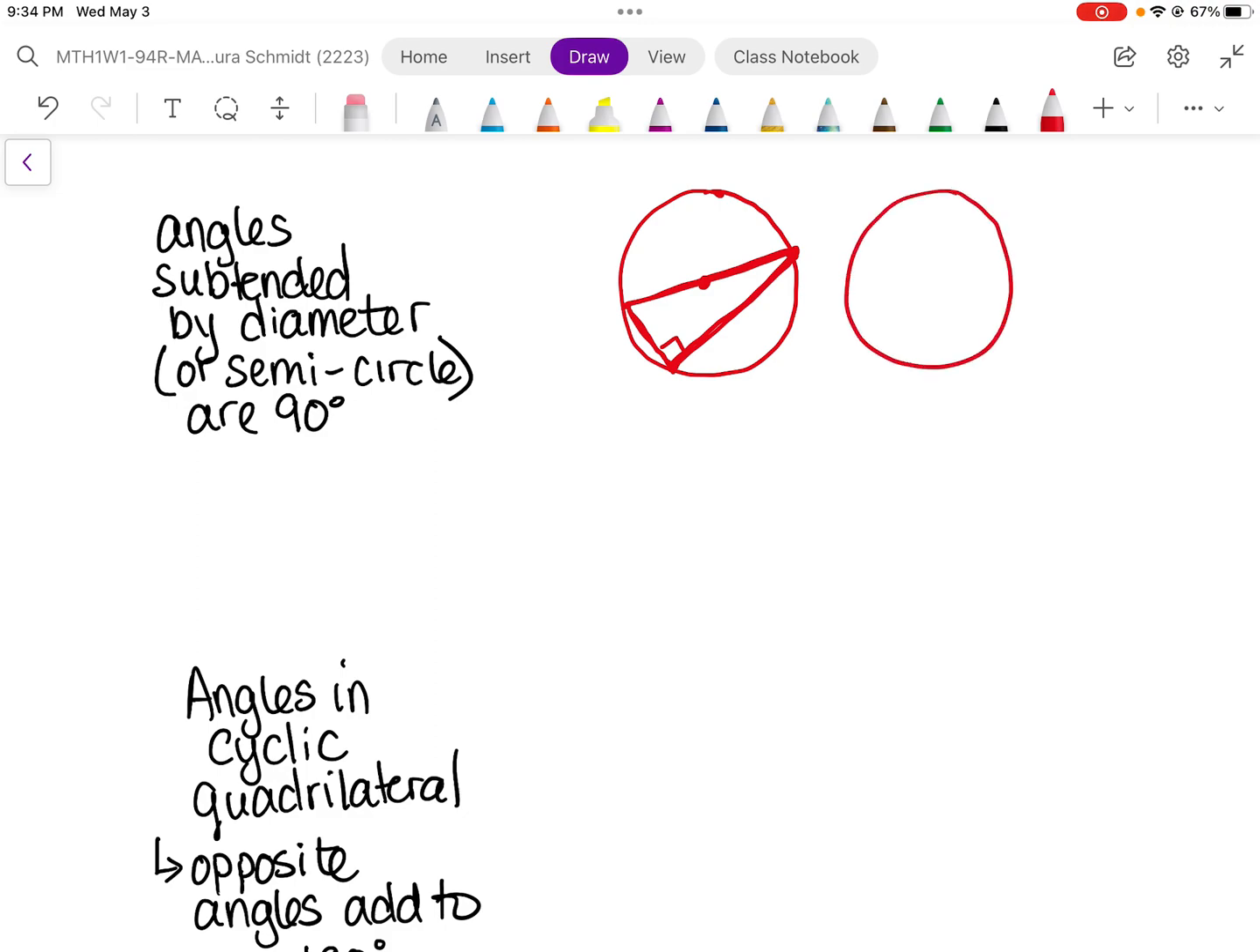So I'll just show you again. We're going to put a line right through the center of the circle, essentially making a semicircle. And then we're just going to make any triangle. This angle will always be 90. As long as I go through the middle, it doesn't really matter where I end up on the circumference. It's always going to be 90.